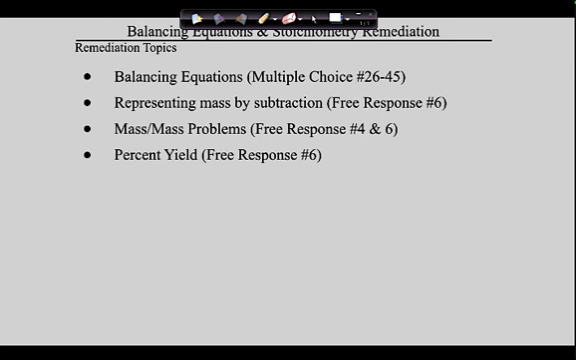Then wrapping up the video, we will be talking about mass problems. We'll talk about how to solve them, but then we'll also find out that mass problems are a step along the way to figuring out percent yield, which is where we will wrap up today's video.